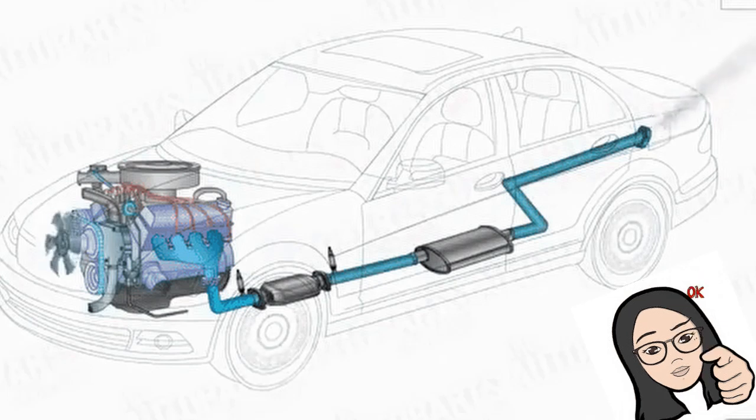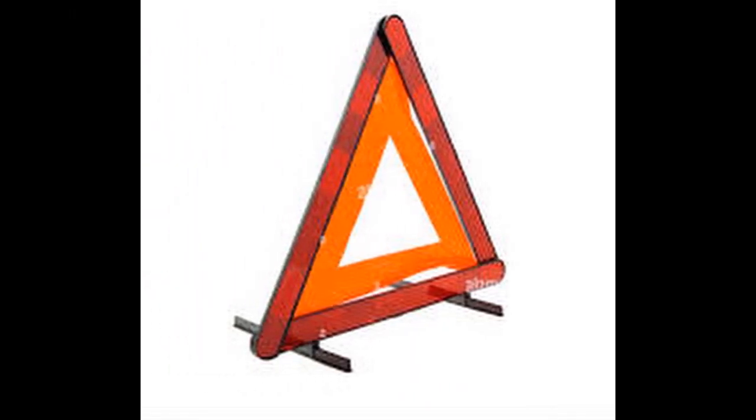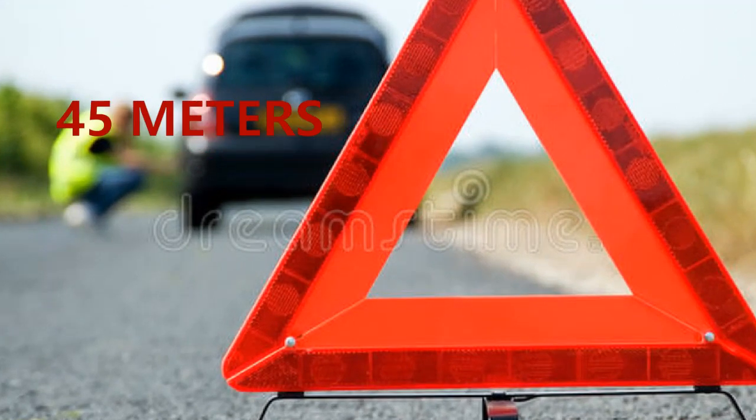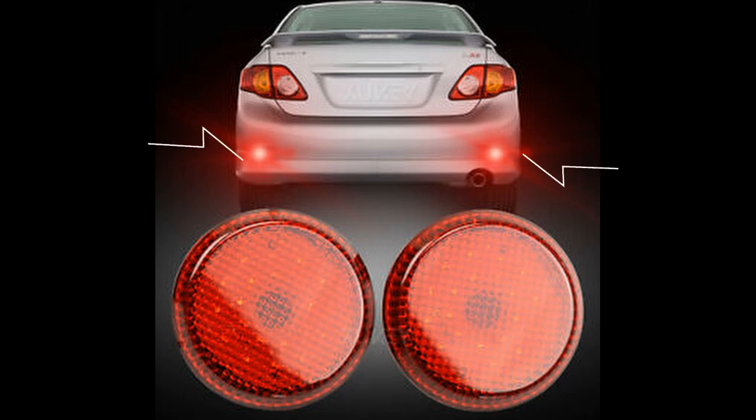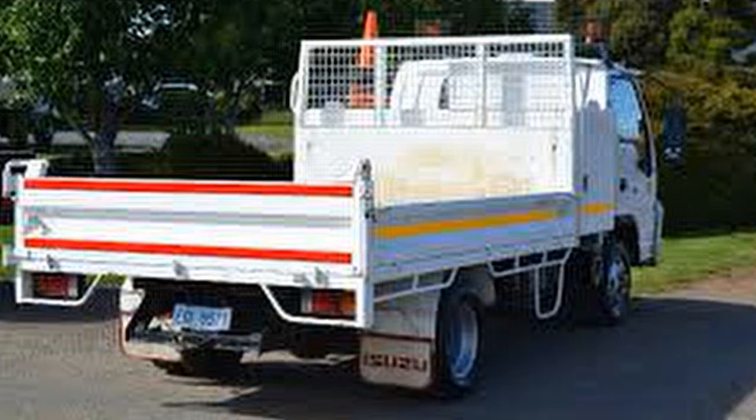Next, emergency triangles. If the vehicle is broken down or stationary on a public road, the triangle must be displayed at least 45 meters from the rear of the vehicle. Reflectors and reflective material. A light vehicle must have a red reflector on each side at the back. A heavy vehicle that exceeds 7 meters in length must have yellow reflectors fitted along each side of the vehicle.